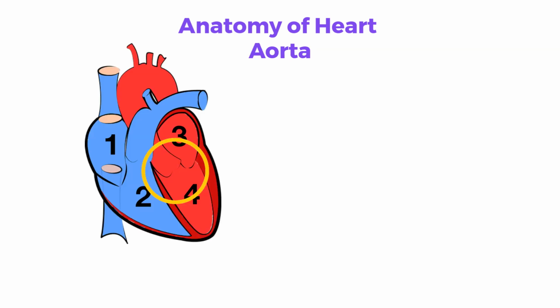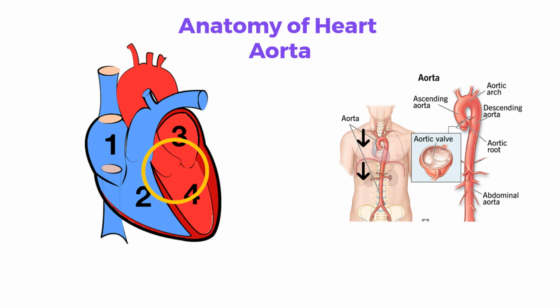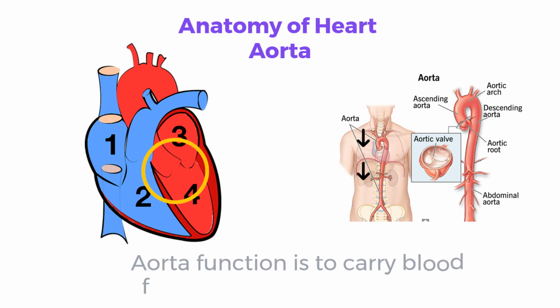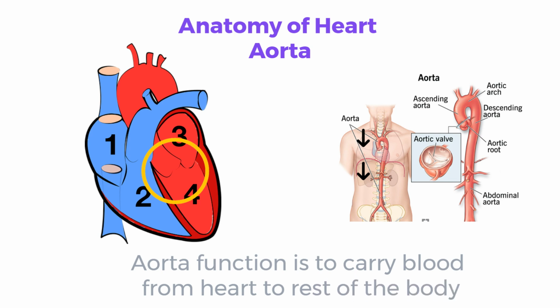The aorta originates in the lower left part, that is the left ventricle, and descends through the chest and abdomen. It is the largest artery of the body. Its function is to carry oxygenated blood from the heart to the rest of the body through the circulatory system.